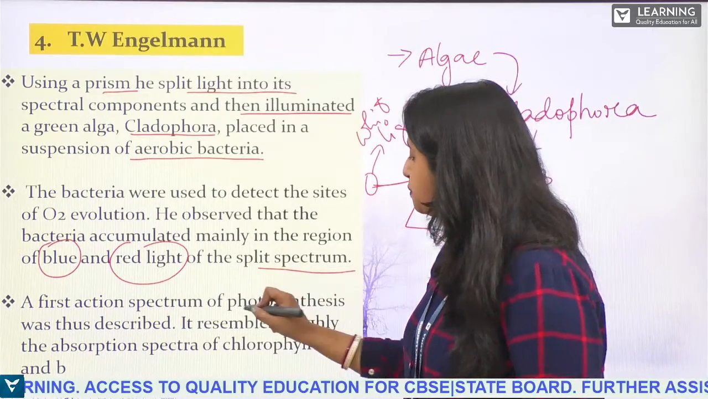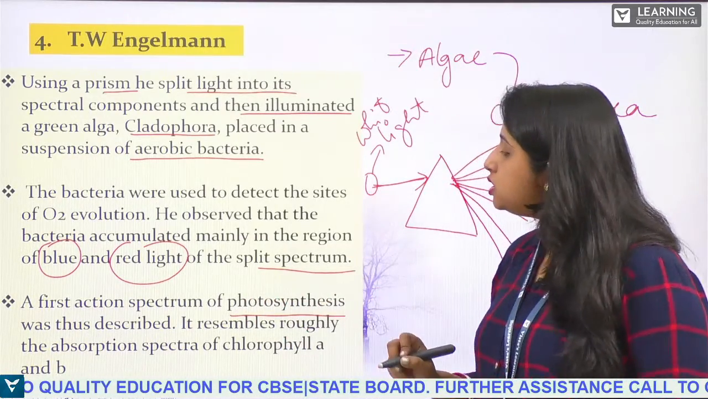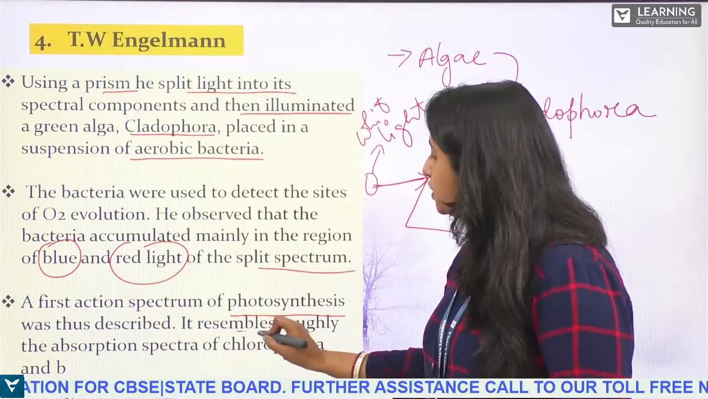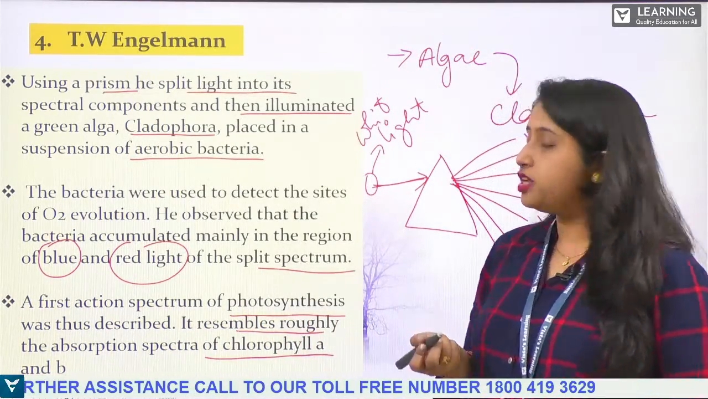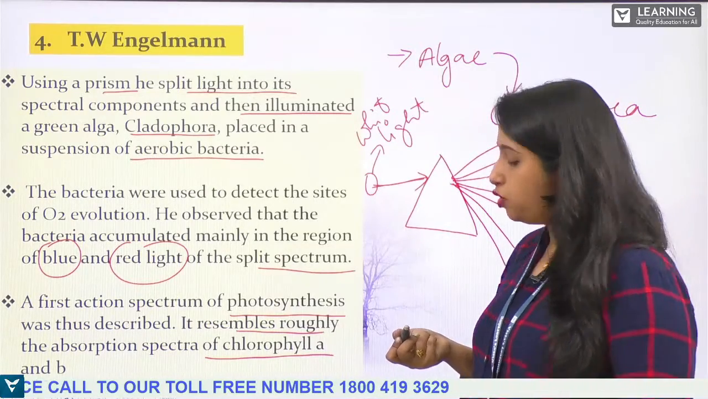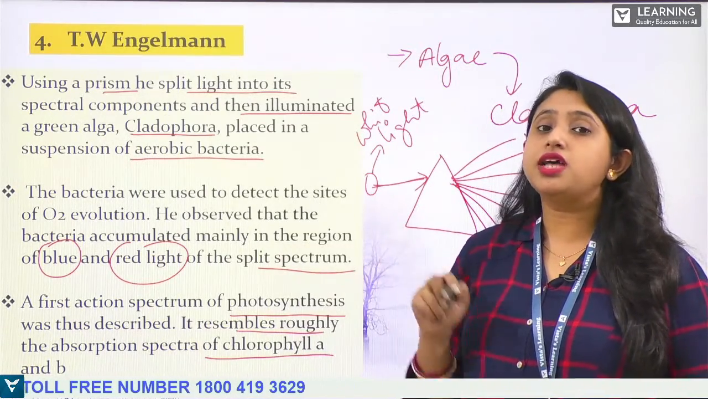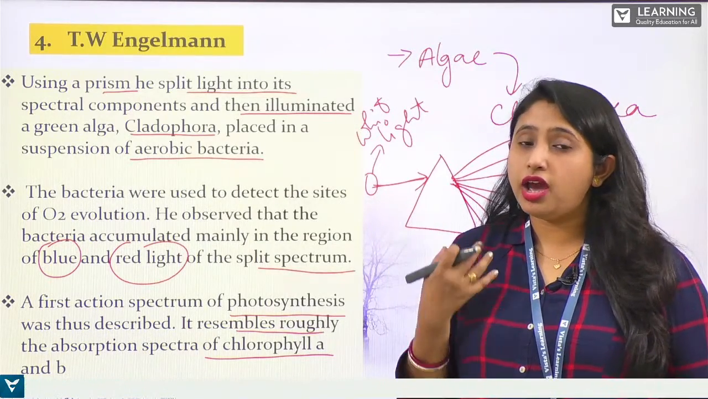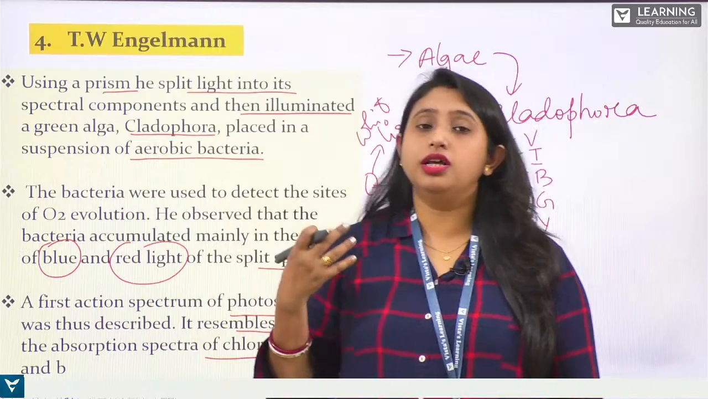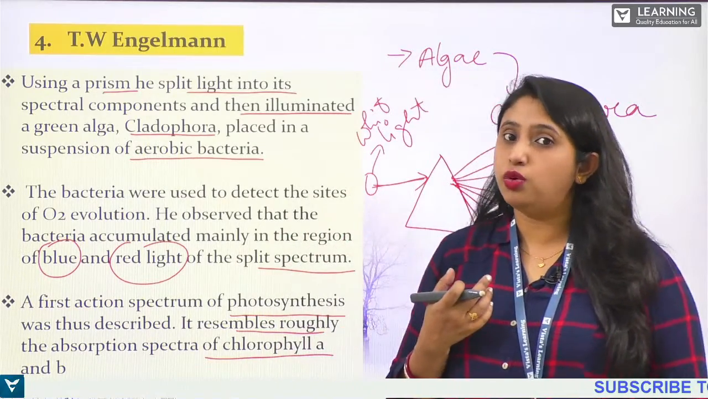So the first action spectrum of photosynthesis was thus described. It resembles roughly the absorption spectra of chlorophyll a and chlorophyll b. So this is the scientist who explained at what region of the light the light reaction is taking place more.